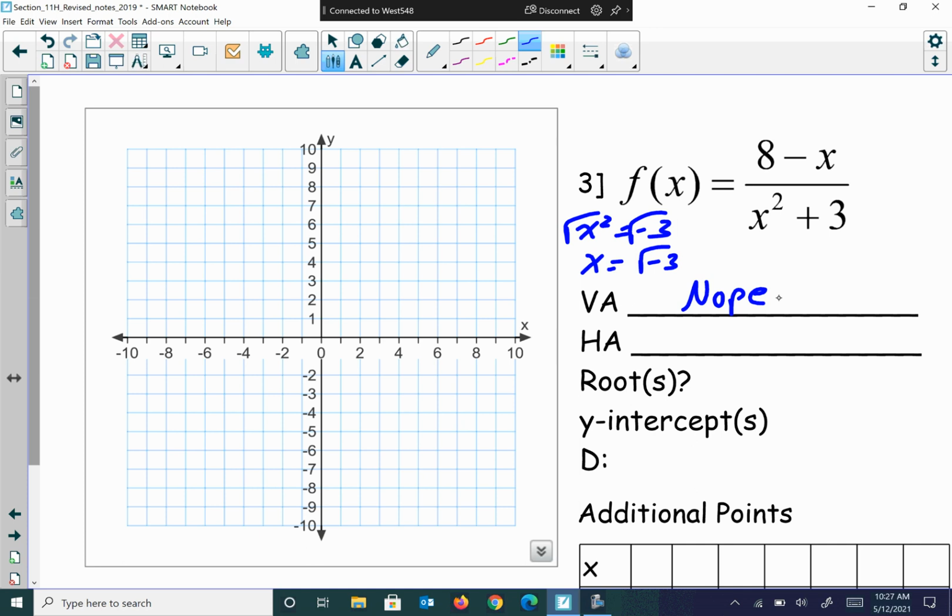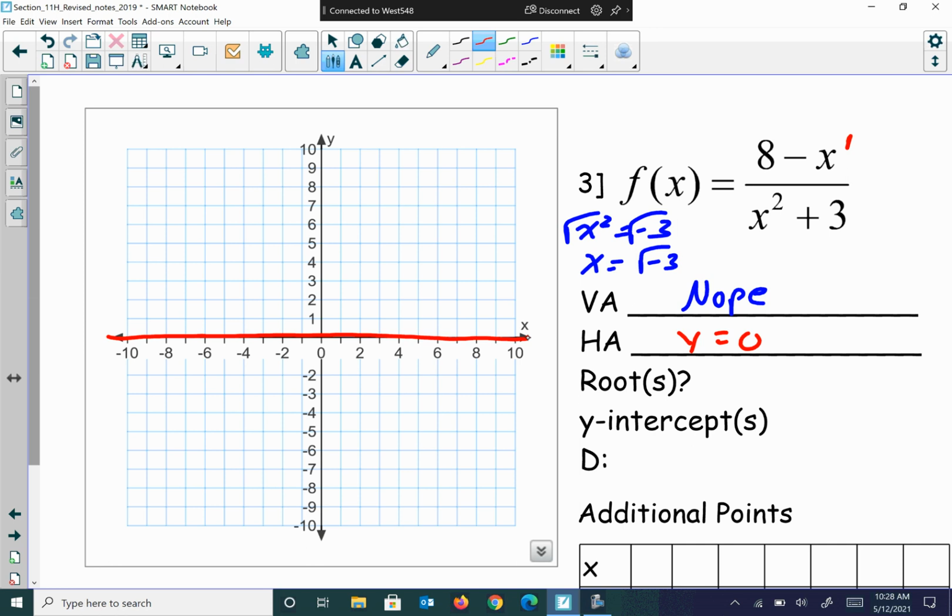Does that make sense? Set the bottom equal to 0. It became an unreal number, not on my xy axis, our real number system, and I didn't change it. Can't do that. Horizontal asymptote: this is to the first, this is to the second, so y equals 0. So we have something down here.